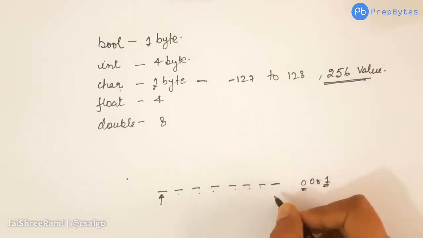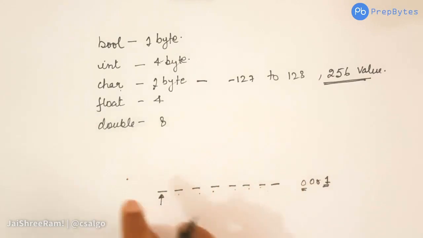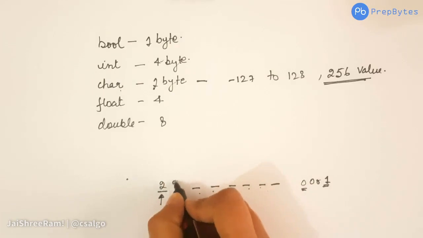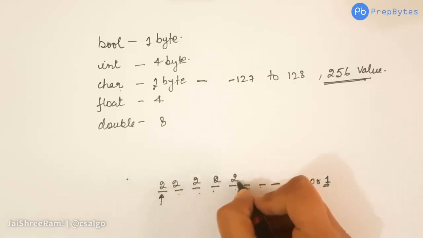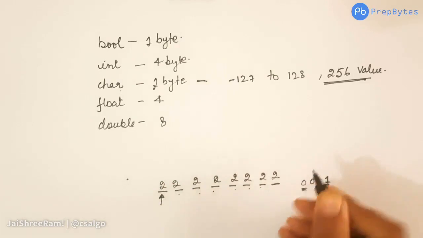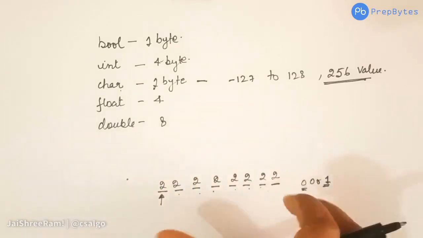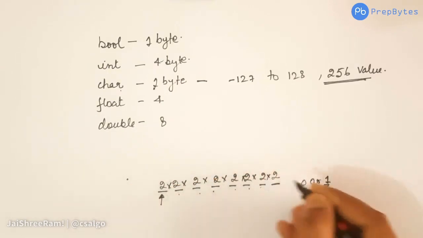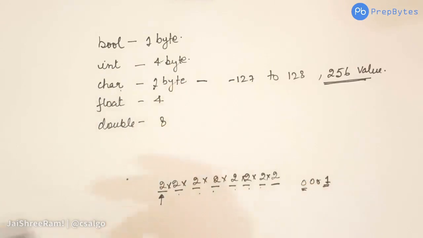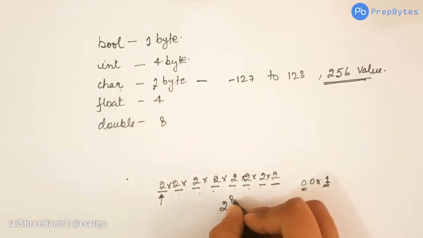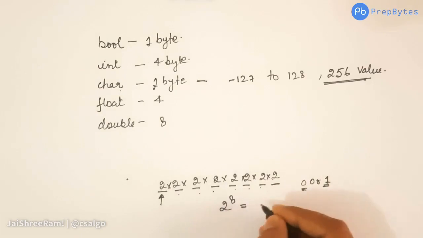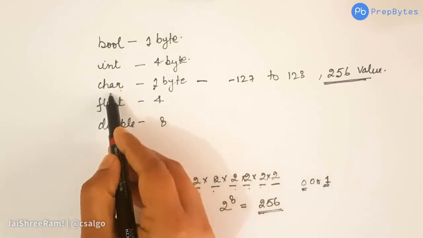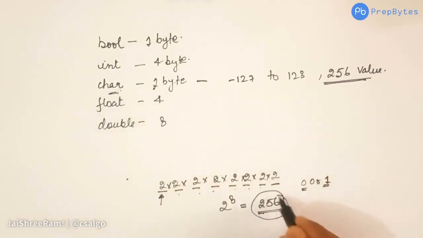So if we have to come up with the range of values this particular bit arrangement can give us, we know that each bit can have 2 options, 0 or 1. And in order to come up with the number of options, we will multiply these. So this gives us that the character can have a total of 2 to the power 8 values. This is equivalent to 256. So this is how we come up with the fact that character can have 256 values.